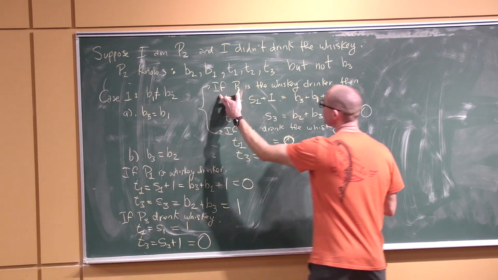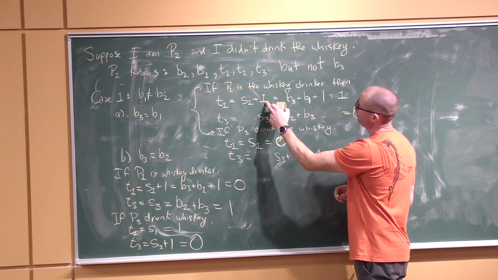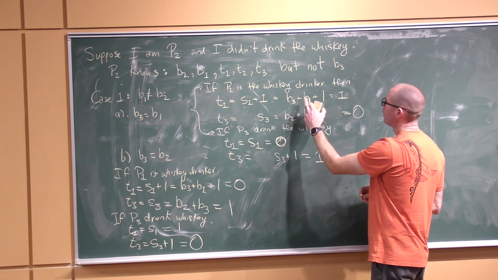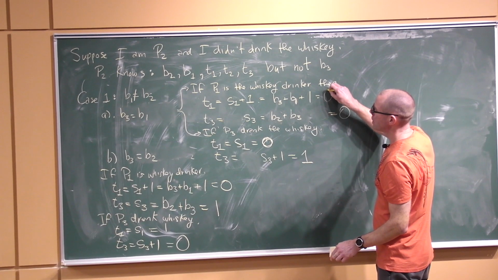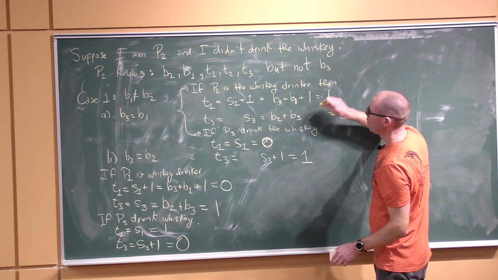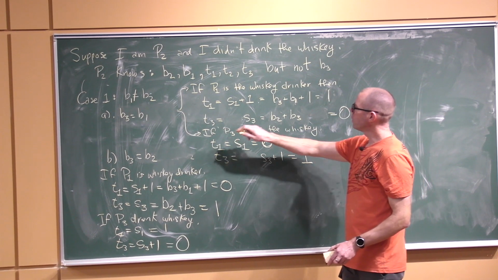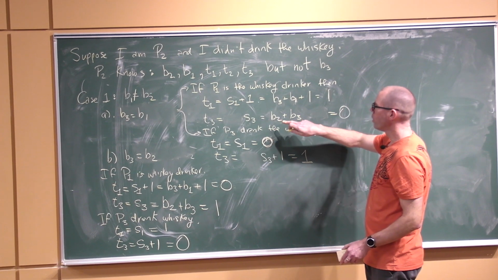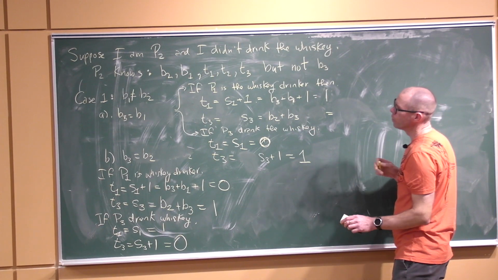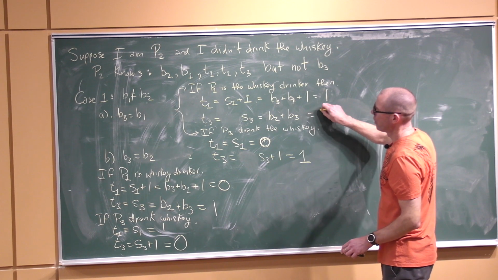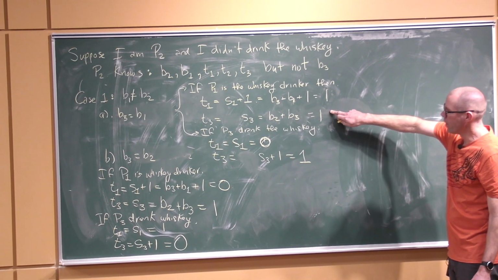And if we go and do this calculation, if P1 drank the whiskey, then they're still going to output S1 plus 1, which is going to be B3 plus B1 plus 1. But that's going to now be 1. B3 and B1 are equal, so that's going to be 1. And T3 is going to output S3, which is B2 plus B3. B2 and B3 are different, so that equals 1, right? Because B3 is equal to B1. It's not equal to B2, so this will output 1.